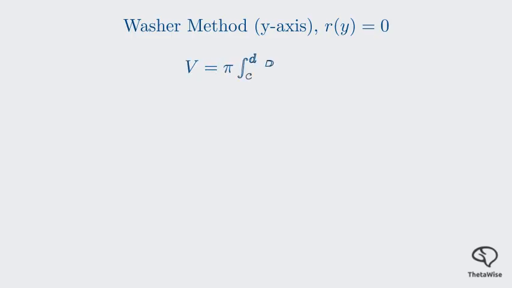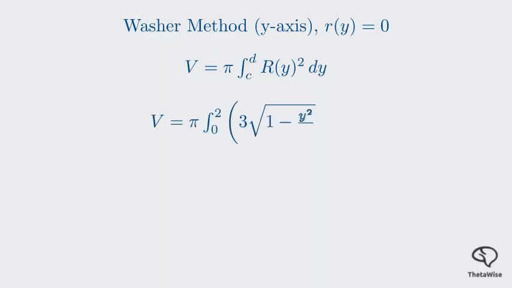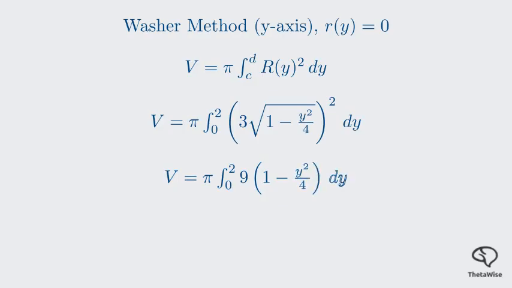We've established that the washer method is the correct approach, with rotation about the y-axis, integration with respect to y, and an inner radius of 0. The formula is V equals pi times the integral from c to d of the outer radius squared dy. Plugging in our values gives V equals pi times the integral from 0 to 2 of 9 times 1 minus y squared over 4 dy. We can factor out the constant 9. This gives us 9 pi times the integral from 0 to 2 of 1 minus y squared over 4 dy.